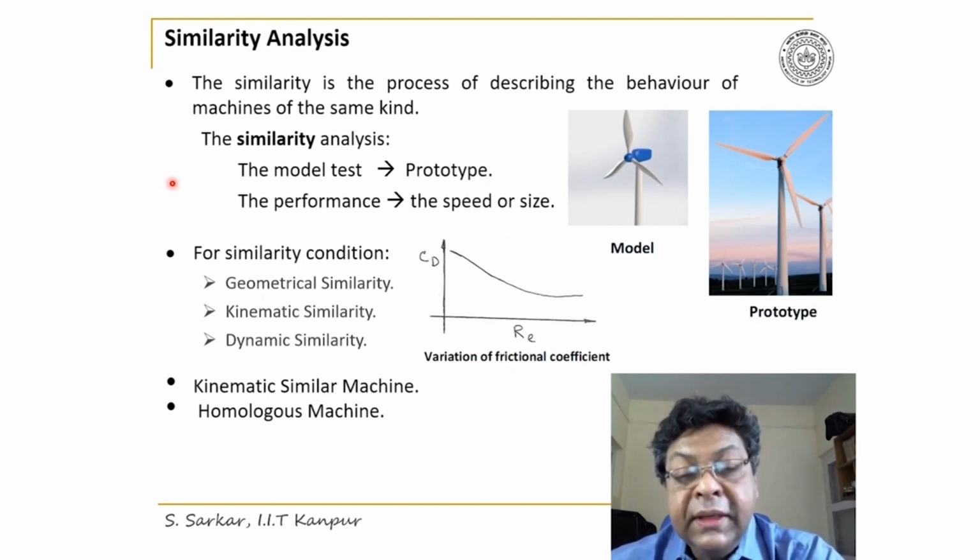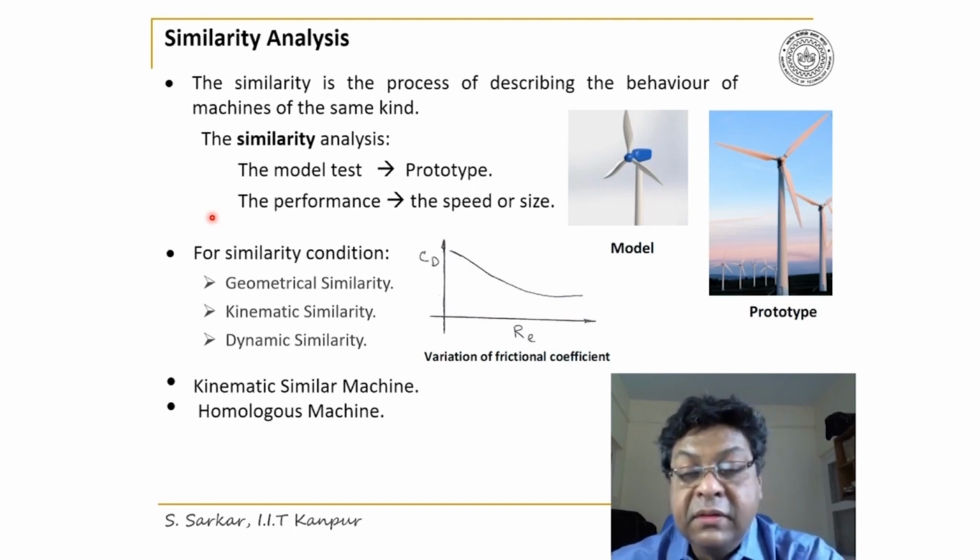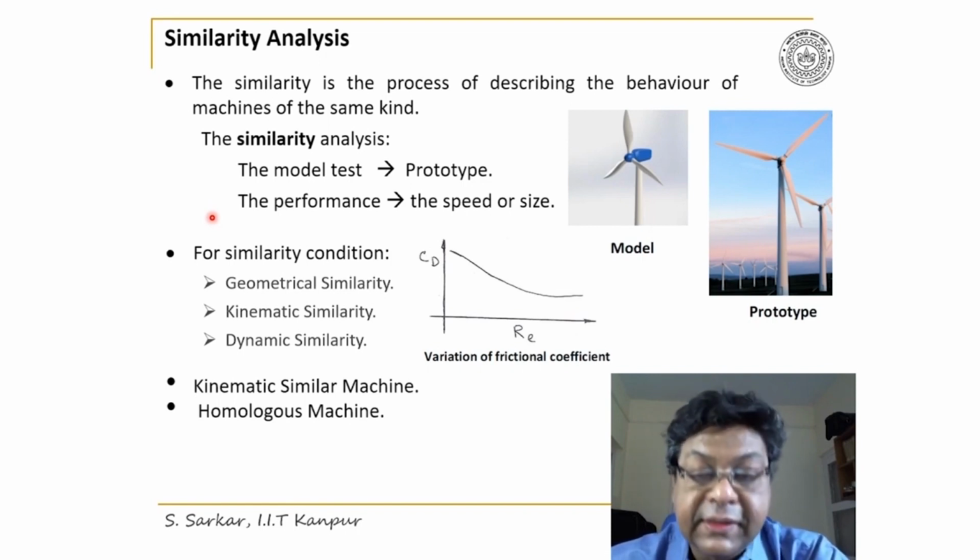Thus, the first point that I would like to make is, how can we extrapolate the test result of a model for a prototype? And the second one is, suppose for an established machine, if its speed changes, or if we rescale the machine to design a smaller version, that means its size changes, how would the characteristics be? This also can be done through similarity analysis.